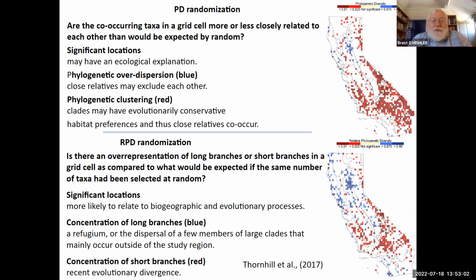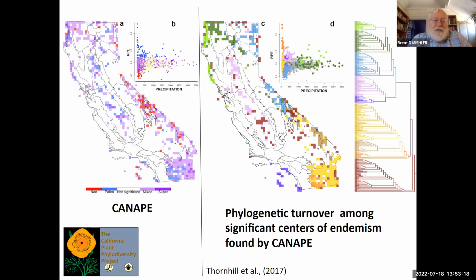You could have refugia, where there are taxa that have been hanging around for a long time. You're going to end up with a collection of long branches. So you can have sort of biogeographic effects that show there. And then one last slide, just to show you what the canopy looks like.